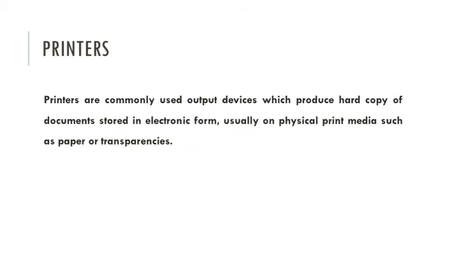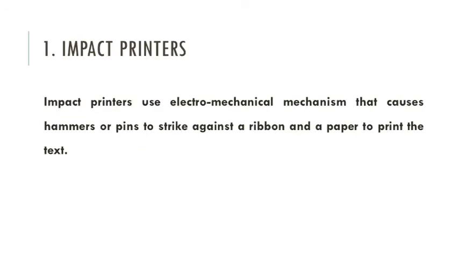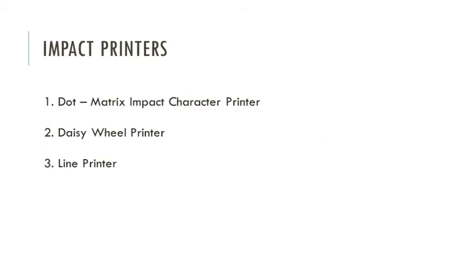Then we have to focus on the printers, which is the third category under the output devices. So the printers are commonly used output devices which produce hard copy, which means the permanent human readable text or graphics of documents stored in electronic form, usually on physical print media such as paper or transparencies. So we have the impact printers, in which the divisions under the impact printer are, the first one is the dot matrix printer, then the daisy wheel printer, and then the line printers.